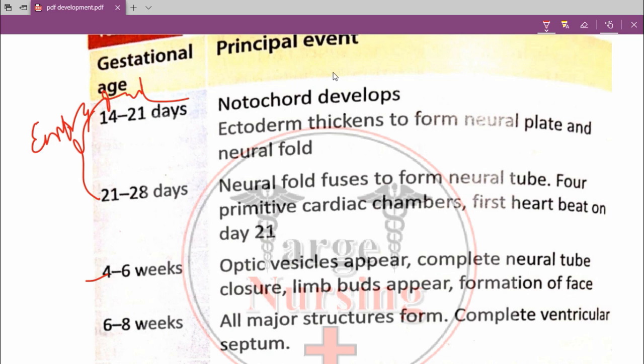So then what is notochord? I told you earlier that I'll tell you later. So notochord plays an essential role to develop vertebra in a human being or a human baby. Notochord plays an essential role to develop a vertebra in human being.